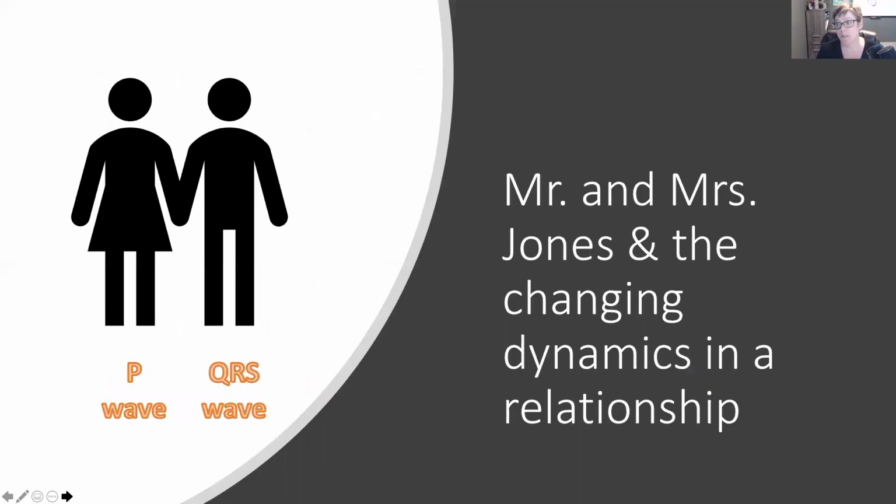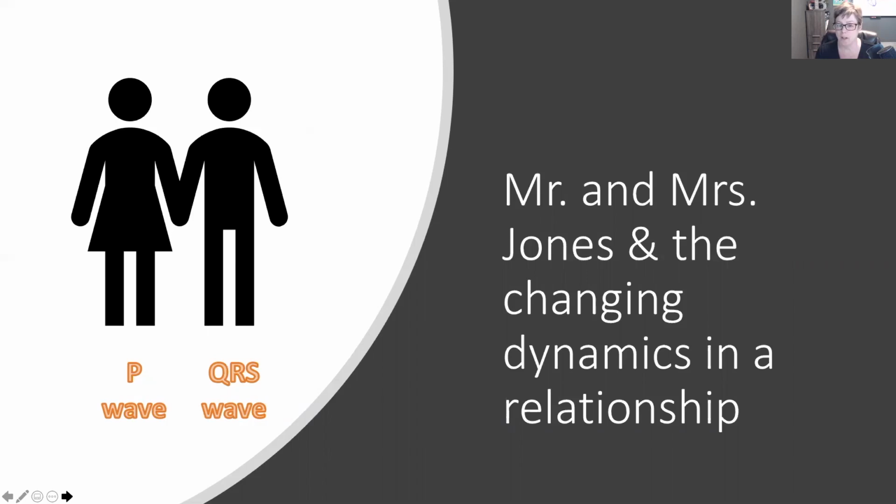Now I want to talk to you about Mr. and Mrs. Jones. We're going to use this couple throughout all of the AV blocks to give you an analogy of this in real life. So the P wave represents the wife, and the QRS represents the husband. Now you can change this around. It doesn't matter to me who you use in your analogy, but the concept is what I want you to understand. And here we have the P wave, lovely Mrs. Jones, waiting at home for her husband.